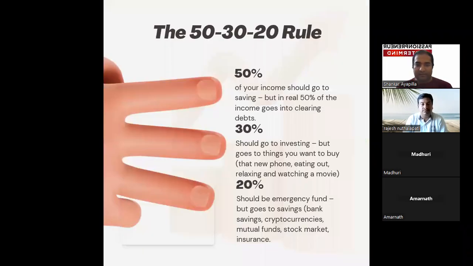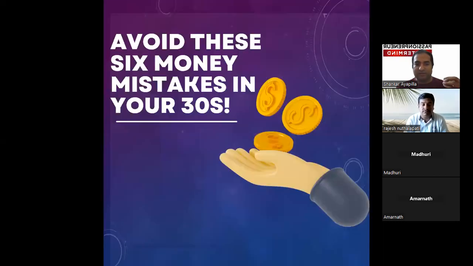Okay, so we saw this 50, 30 and 20 rule. The more you reduce your expenditure, the more profitable you are, and that amount, invest it, because there is a concept called compound interest, right? The more you put in, that money multiplies and multiplies, and that's how it builds the wealth. So let's quickly see some of the common mistakes we make in our 30s.